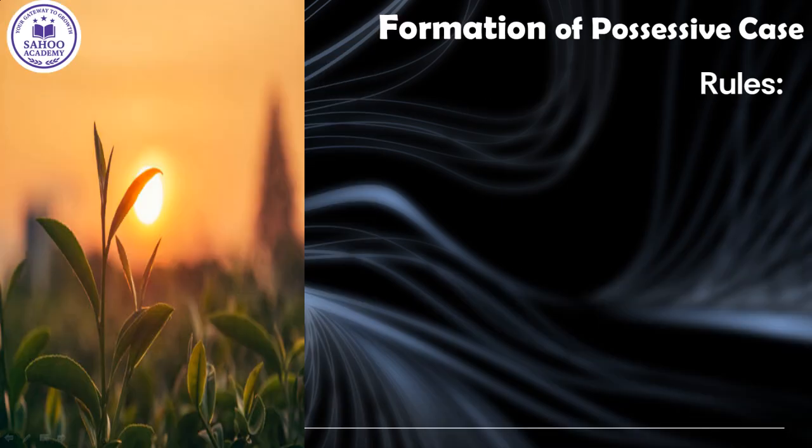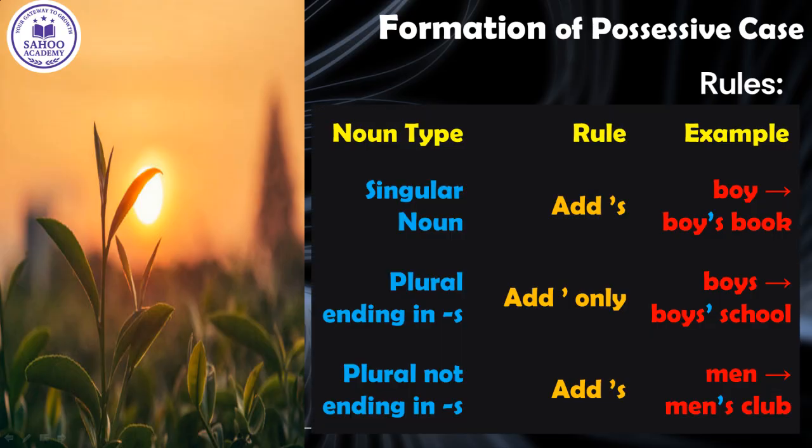Let us understand how the possessive case is formed. Look at the table on the slide. This possessive case shows ownership or belonging. First, look at the left column, that is noun type. Here we see three types of nouns: singular nouns, plural nouns ending in s, and plural nouns not ending in s.